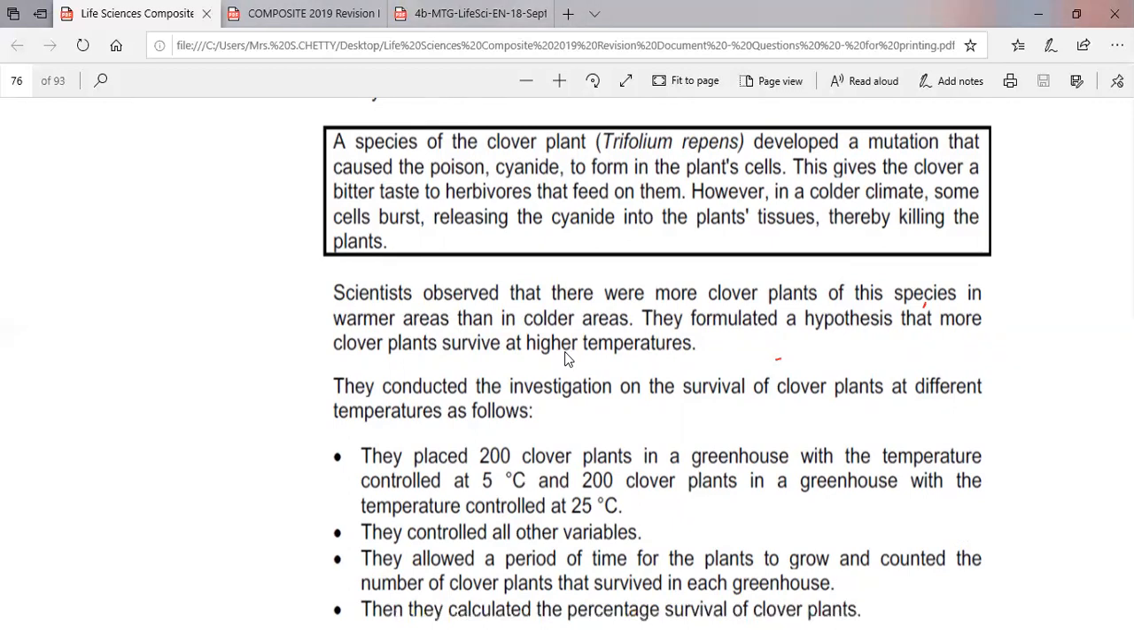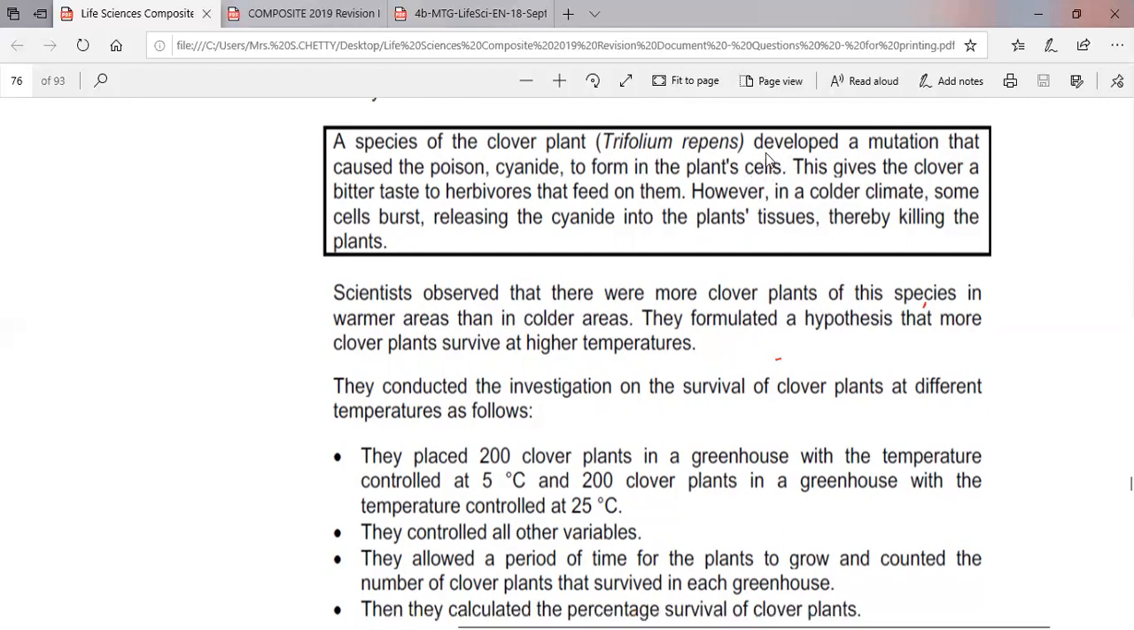Are you with me? So a species of clover plant developed a mutation that caused a poison, cyanide, to form in the plant cells. None of you would even think of taking cyanide because it's a highly dangerous poison that can kill you. And I think it affects your nervous system. So this clover plant actually has cyanide in its leaves. So if you had to eat this clover plant, you would die. Now, why would they want to develop this?